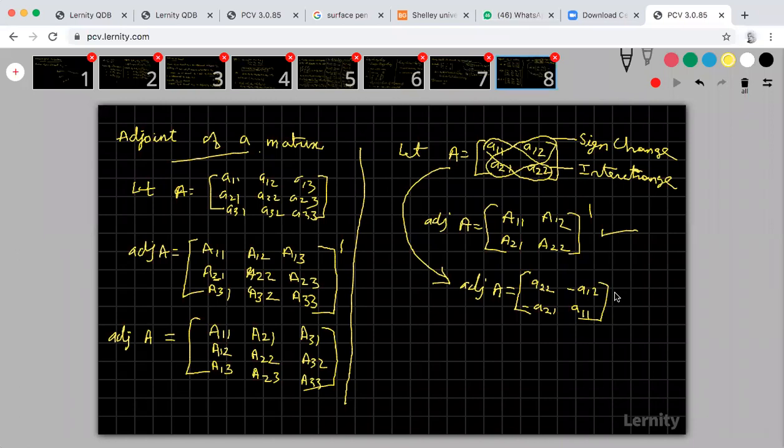For 2 cross 2, we have some simple shortcuts. You just interchange the main diagonal elements, A11 and A22. Just interchange these two elements, and similarly change the sign for these two elements. That is my adjoint of A. So my adjoint of A is equal to A22, minus A12, minus A21, A11. This is my adjoint of A.